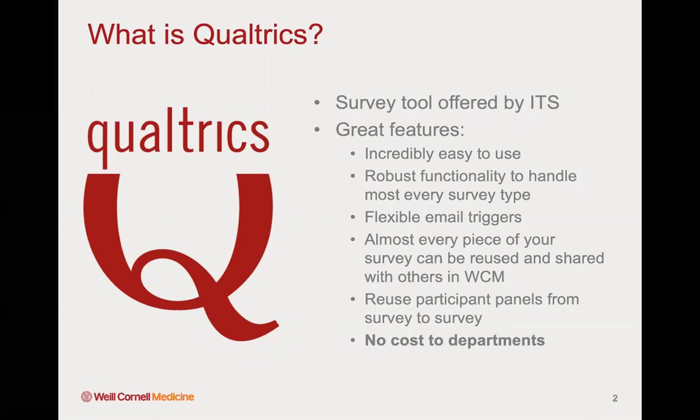You can also use participant panels from survey to survey. So if you have little groups of people that you want to survey throughout a certain amount of time, like throughout a year, you can create participant panels and do stuff like that. There's a lot you can do. I'm just touching the surface of what you can do with Qualtrics. But I think the best part is that there's no additional cost to departments. You don't have to make a special request to use Qualtrics. All you have to do is log into a website with your CVID and password, and you can start using it immediately.